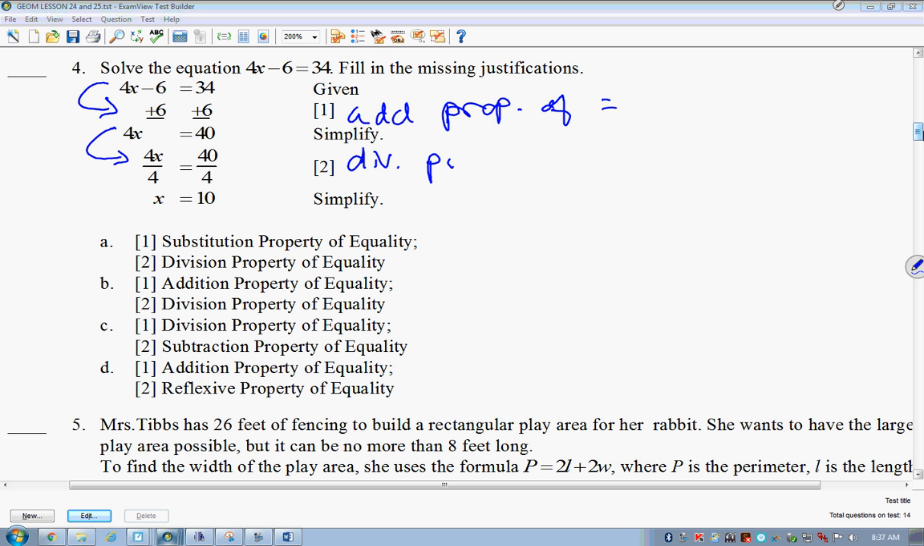Division property of equality. Okay, I'm far less concerned with you being able to find an answer in a multiple choice set as I am you knowing how to do it. Okay, because you're, my people that are in Algebra 3, do you guys get multiple choice options to pick from when you have to write proofs? No, you have to write the whole thing, right? You got to know what the step is, and you have to know what the justification is.